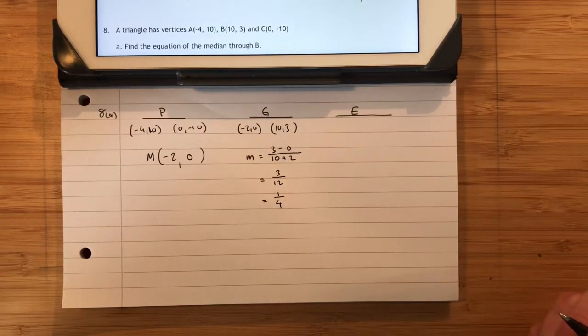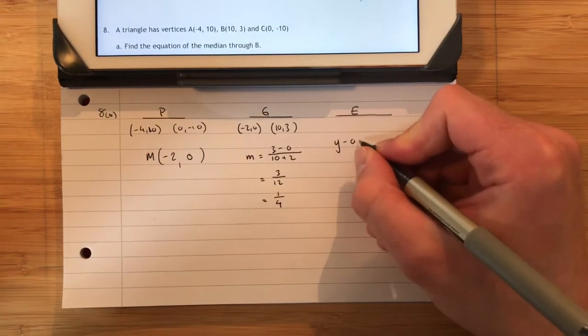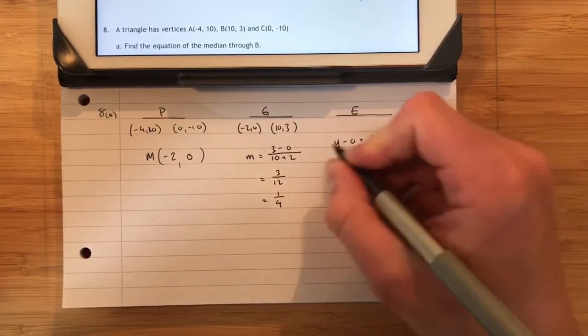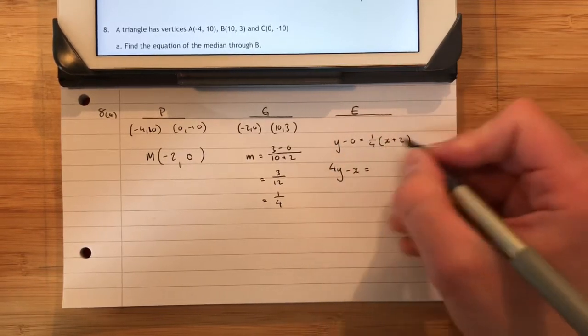Just checking that, it feels a bit ropey. No, that's right. Okay, so then y minus 0 is a quarter x add 2, multiply the 4 up. I'll get 4y minus x. 4 times 0 is nothing, so it equals 2.